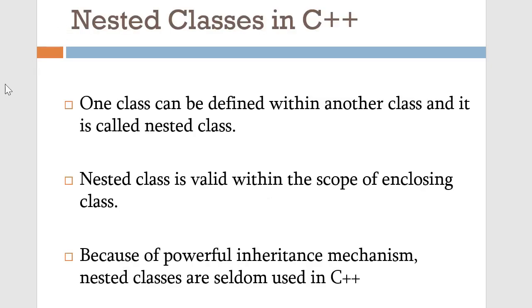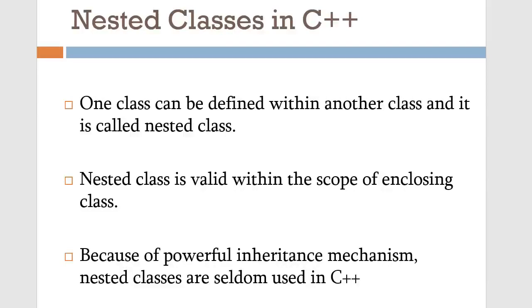Let's talk about nested classes. When one class is defined within another class, it becomes a nested class. A nested class is valid within the scope of the enclosing class. So if you create a nested class within the enclosing class, the nested class cannot be accessed outside that enclosing class. So it has to be accessed through the enclosing class only. Because of a powerful inheritance mechanism, nested classes are seldom used in C++.